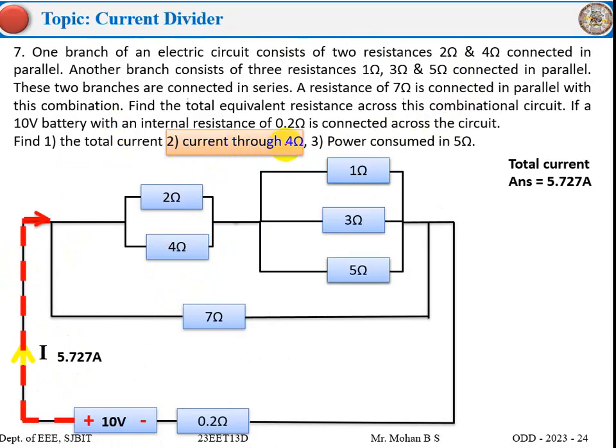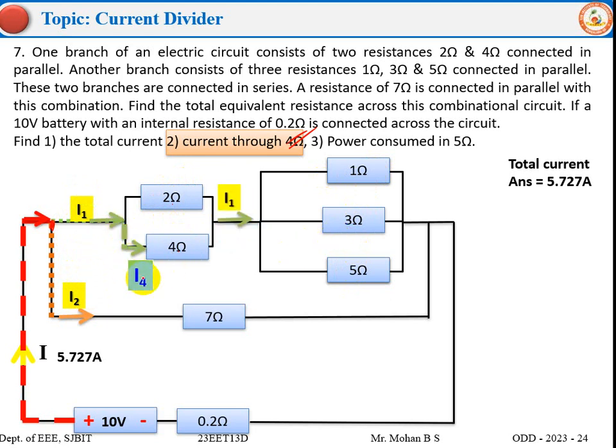Now let's find the current through 4 ohms. We know the main current as 5.727 amperes. It enters at this junction and then it splits into 2 currents. I call them I1 and I2. Now how do we find I1 and I2? For that we need a simple circuit. We know 2 and 4 are in parallel, and 1, 3 and 5 are in parallel. So I'll try to represent that.